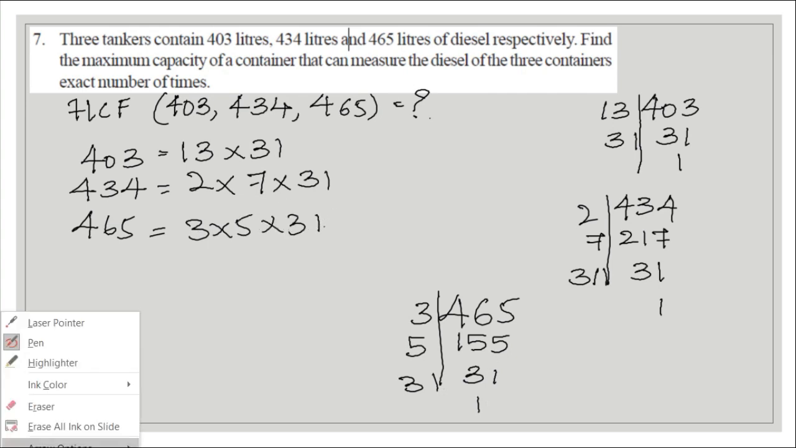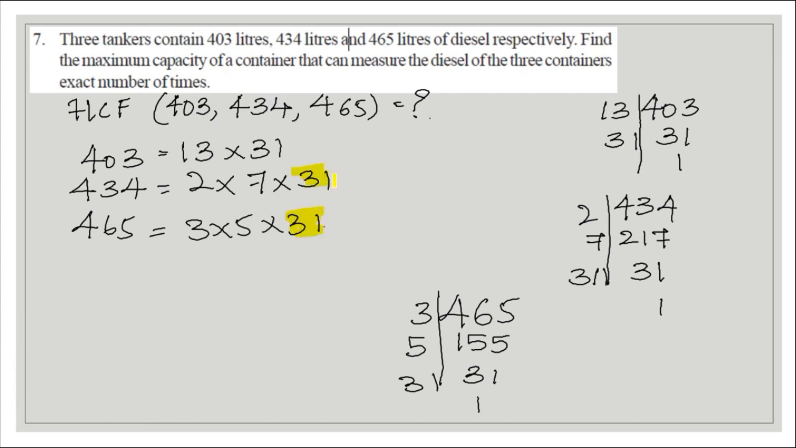So look at the common factor here. Common is 31. Therefore, the highest common factor is 31, which means a 31-liter container is required to measure the quantity in each case.